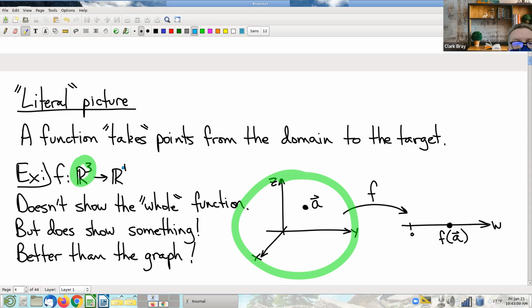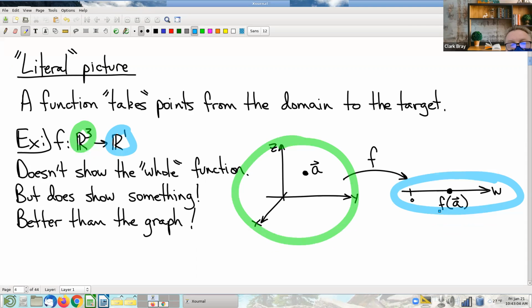The target is R1. Okay, there's R1. I'm literally drawing the target. And what does the function do? Well, the function takes things from the domain, spits out outputs in the target. It's literally doing something kind of like that. So this is not that creative. This is just kind of drawing what the function fundamentally is. It's as honest of a representation of the actual function as I can really think of.